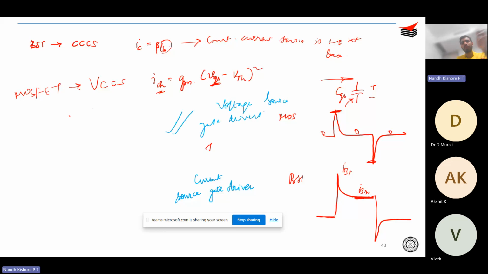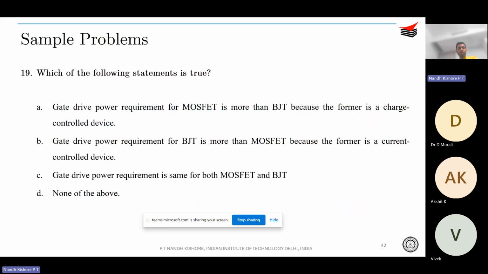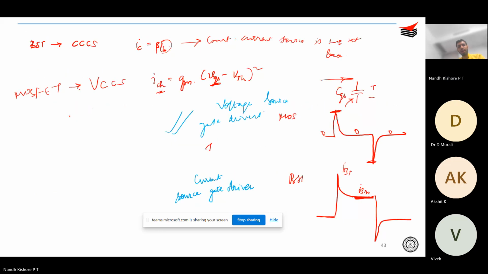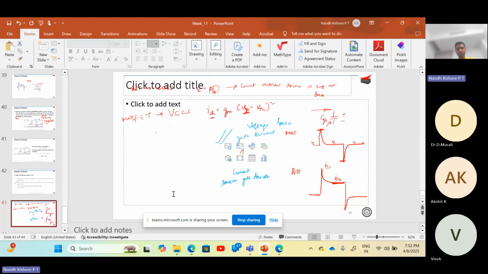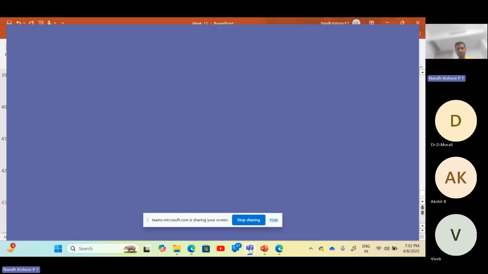So this is the advantage of MOSFETs, right? The gate drive requirement for a BJT is more because it's a current controlled device. Okay, so this sums it up. Any doubt so far? You can write it in the comments section.